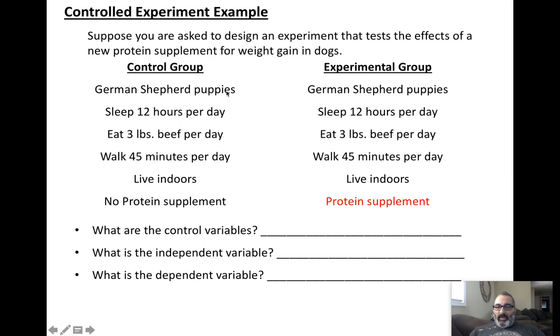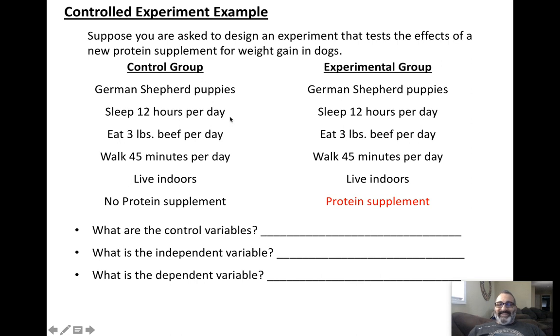So German Shepherd puppies are something that can affect the experiment, and we do not want to affect the experiment. This experiment is about the effects of protein. Okay, this experiment is not about the effects of what type of dog. All right, so German Shepherd puppies, German Shepherd puppies.